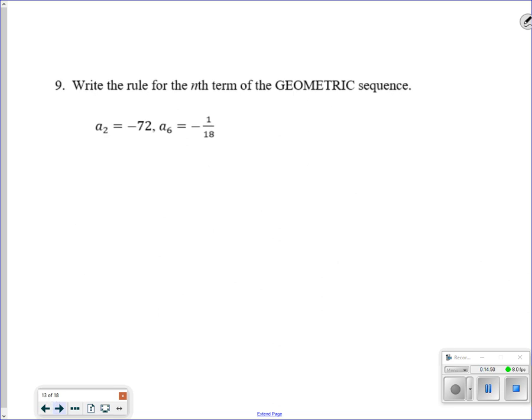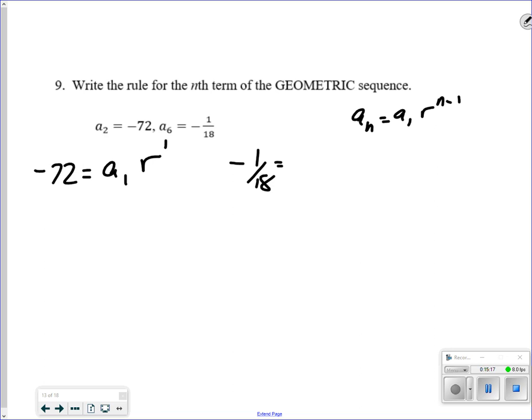Next one. Write the rule for the geometric, and again, they don't give it to me, and now they're even getting harder because they don't give me either a sub 1 and they also don't give me r. So now I got to play these scenarios out. So negative 72 equals a sub 1 r raised to the 2 minus 1, which is just 1. The second situation is negative 1/18 equals a sub 1 r raised to the 6 minus 1, which is 5. Solve each of these for a sub 1.